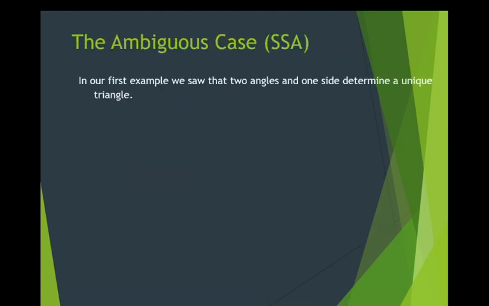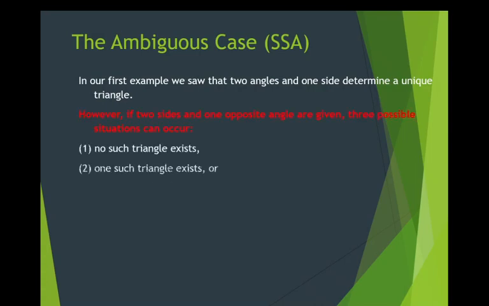So the side-side-angle case is our ambiguous case. So there are three possibilities when we deal with this. The first possibility is we have no solutions. There's not even a triangle. We can't create a triangle. The second option is that we have just one. And then the third is we could have possibly two triangles, one being the acute and one being the obtuse.